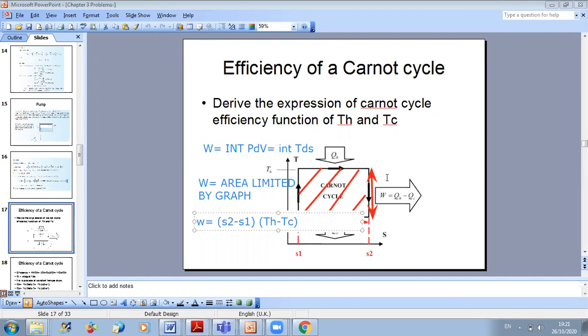Now, if you want to calculate Q hot, Q inlet, which is called Q hot, and Q outlet, which is called Q cold, QC, how to calculate them? For heat, Q is given by, also, pay attention here, when I say integral TdS over the whole cycle, okay? So W equals integral TdS over the whole cycle.